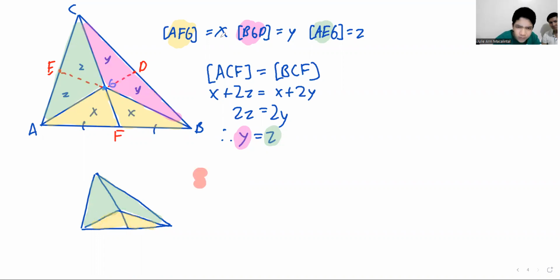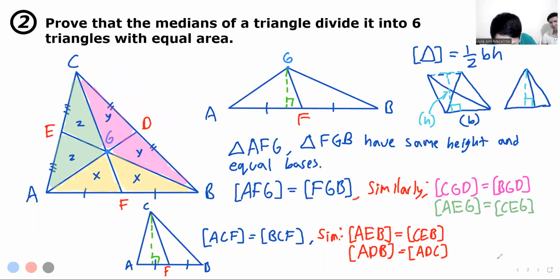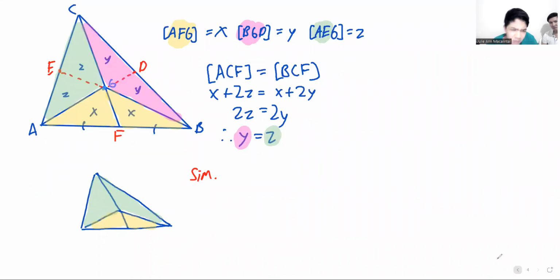Similarly, what can we use? We can use any. Maybe AEB, CEB, when AC is the base. Yes, AEB to base AEB, CEB. So this is what this is.